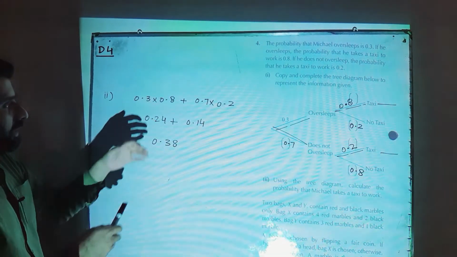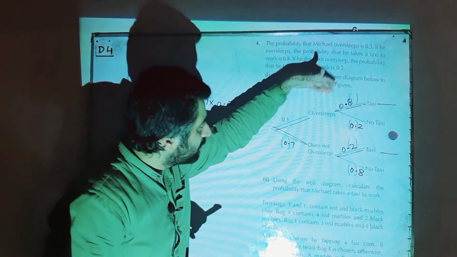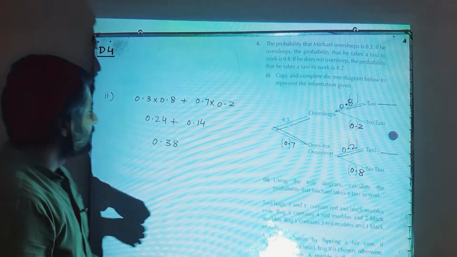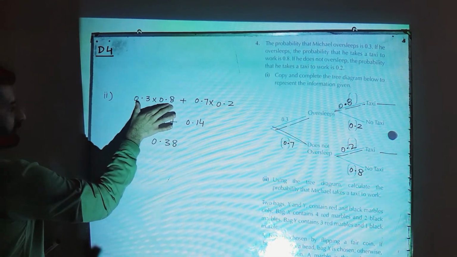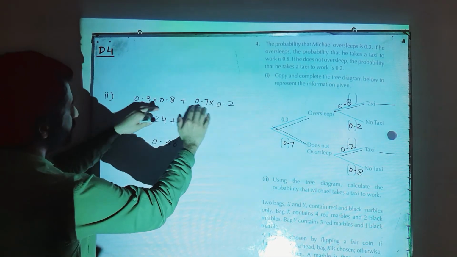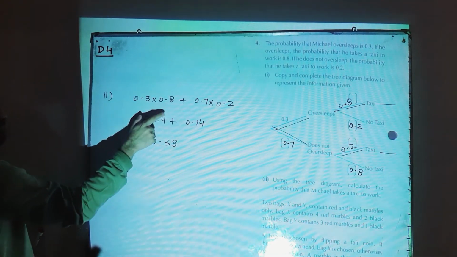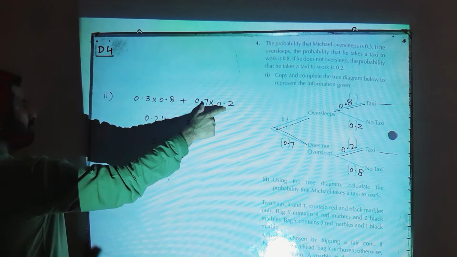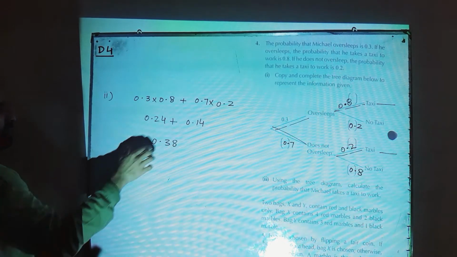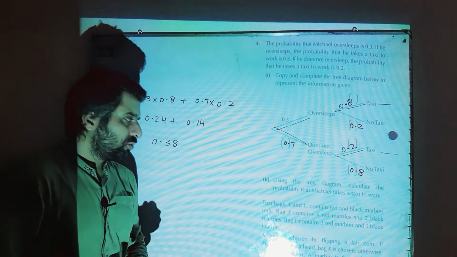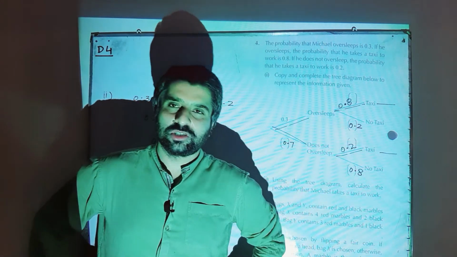Okay, again I am repeating, along the branch multiply the probabilities, across the branches add them. This is along the branch, this is along the branch, but these two are across, so we have to add. So 0.8 into 0.3 is 0.24, 0.7 into 0.2 is 0.14, add them, 0.38 is the answer for part number 2. So this is the solution up to question number 4.